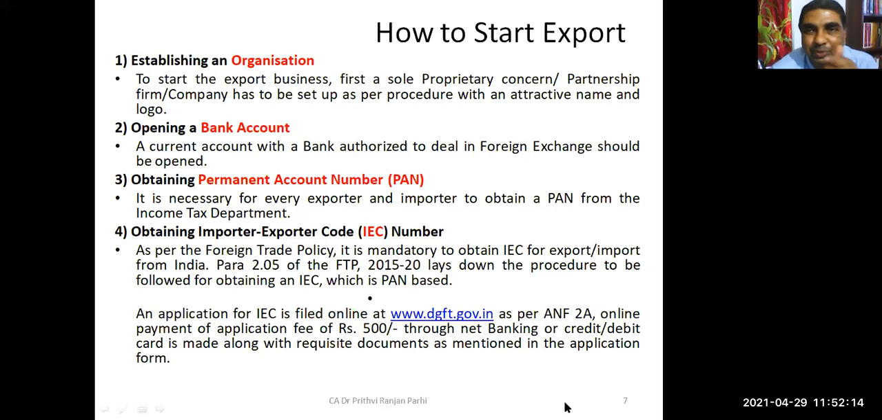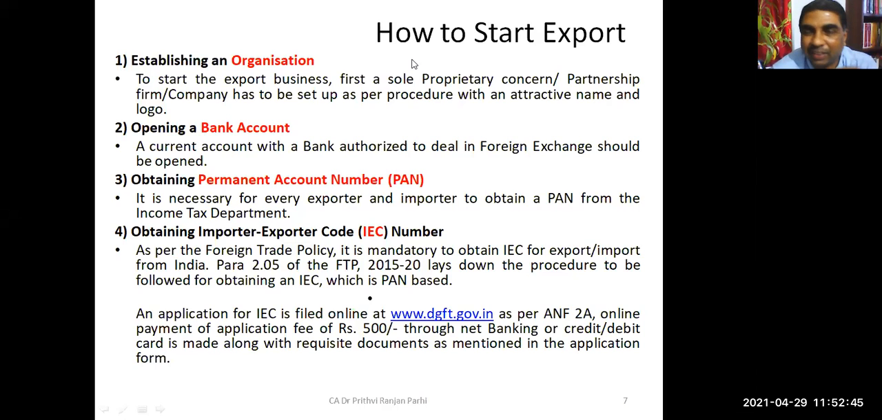The first step to start export is establishing an organization. One may think to do this business in the form of a sole proprietorship, or maybe a partnership, maybe a company. Any form one can think of. So deciding the organization is the first step. Next, if you want to start export, one needs a bank account, a minimum and necessary thing. Bank account and permanent account number, both are important.